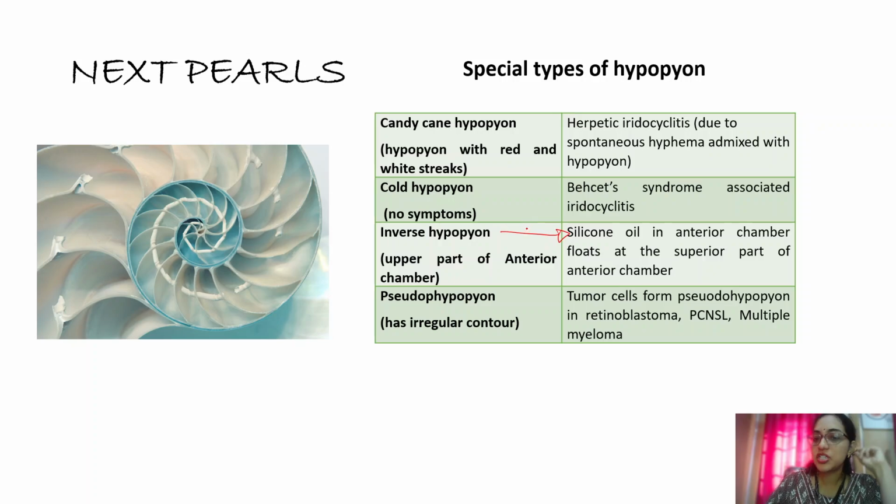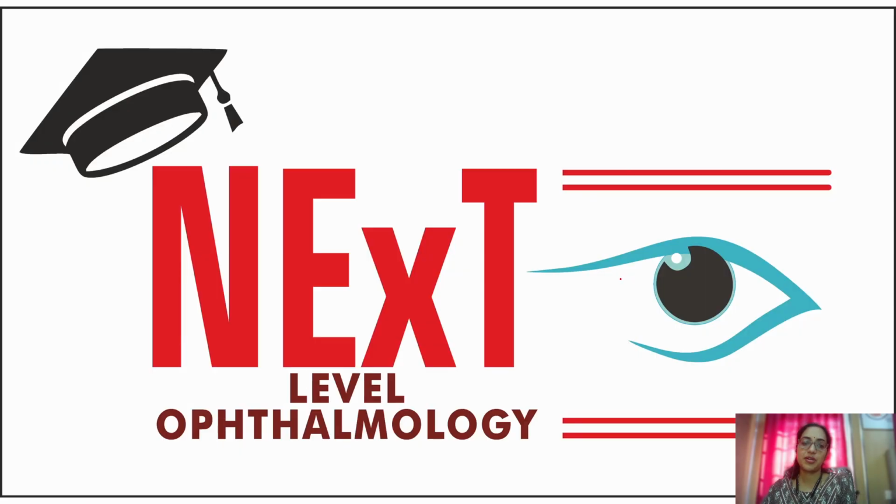Pseudohypopyon is formed by tumor cells, seen very commonly in retinoblastoma. These tumor cells are huge, and the pseudohypopyon that you see has a very irregular, bumpy, lumpy kind of contour. It's commonly seen in retinoblastoma, primary CNS lymphomas, and multiple myelomas.